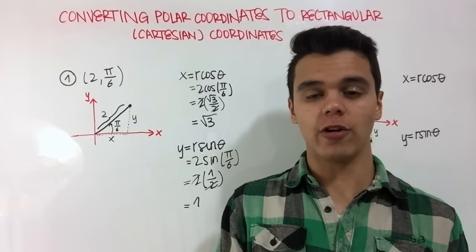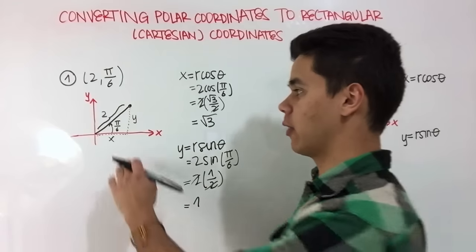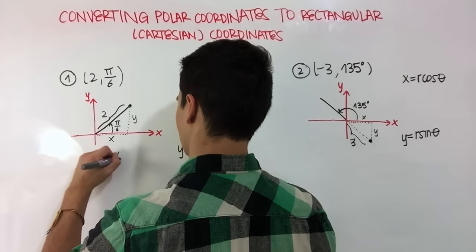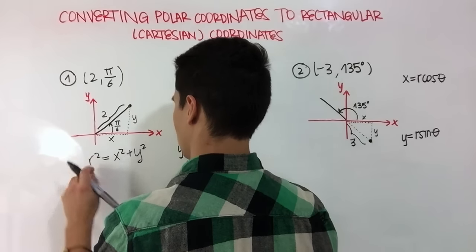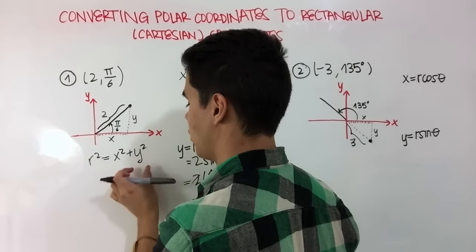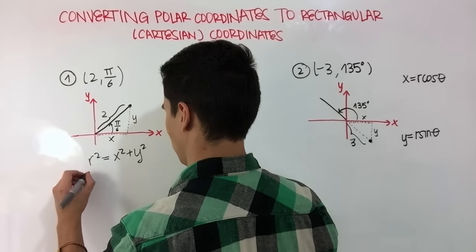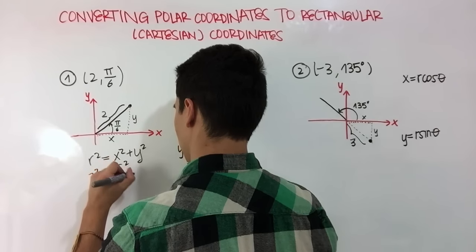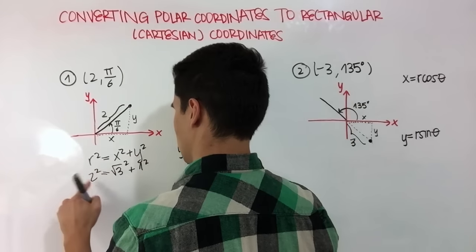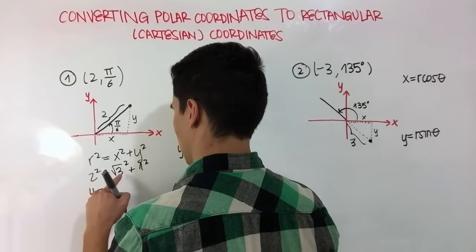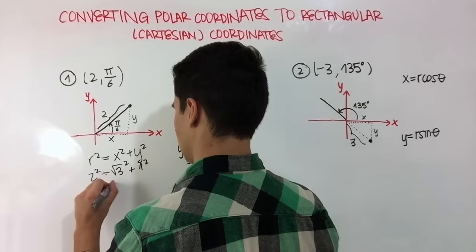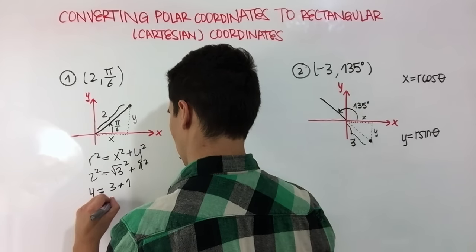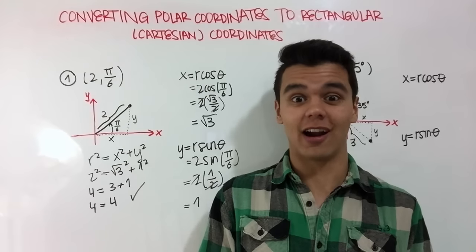If we want to know whether or not our answer is right, we know that this is a right triangle. So r squared is equal to x squared plus y squared. You just plug in your numbers, and these two things are going to have to be equal. So 2 squared is equal to the square root of 3 squared plus 1 squared. So 2 squared is 4. Square root of 3 squared is 3, plus 1 squared is 1. So 4 is equal to 4. Which tells us that our answer is right.